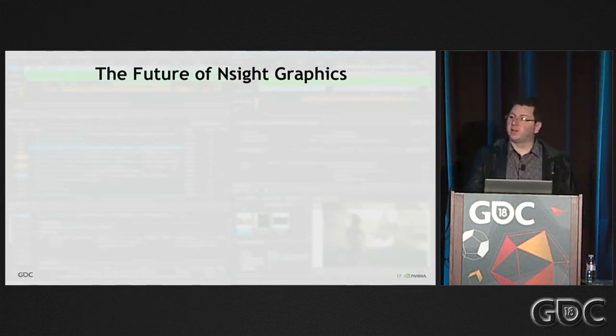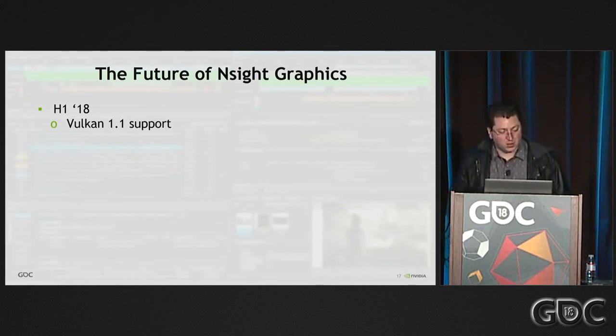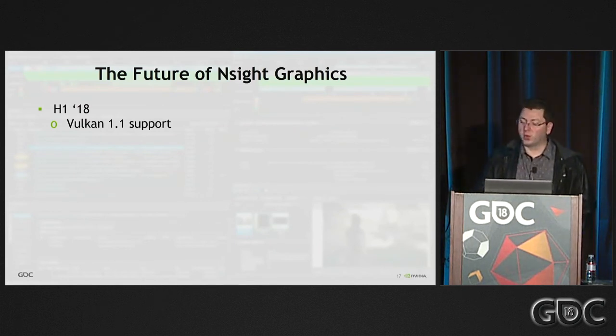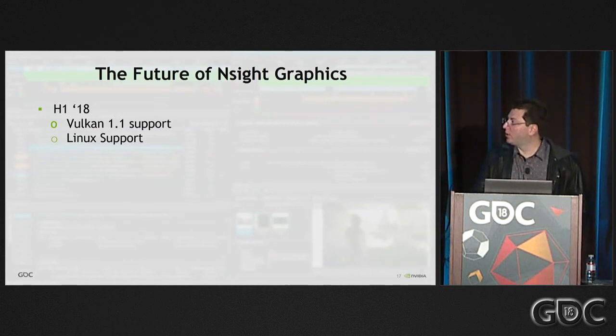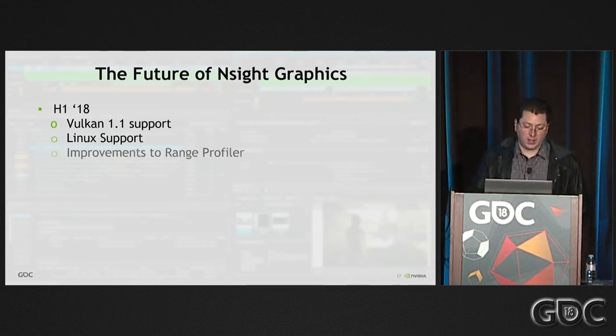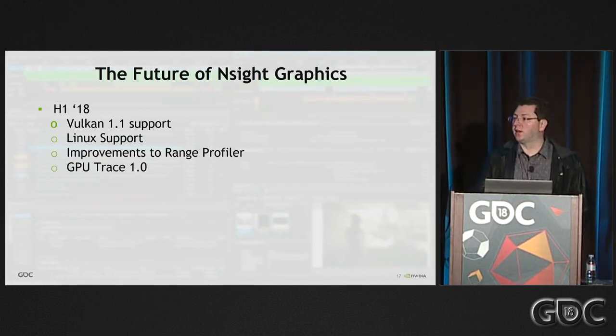So, what is the future of Nsight Graphics? What's next for us? In the first half of the year, we're going to be getting Vulkan 1.1 support. In addition to that, Linux support. So a lot of developers have been asking for that, and I think that's going to be great. We have another tool called Linux Graphics Debugger. That's going to be deprecated in favor of Nsight Graphics with the hope that we can have one central tool that you can learn once and use in numerous places. And improvements to the range profiler, and of course GPU Trace external release.